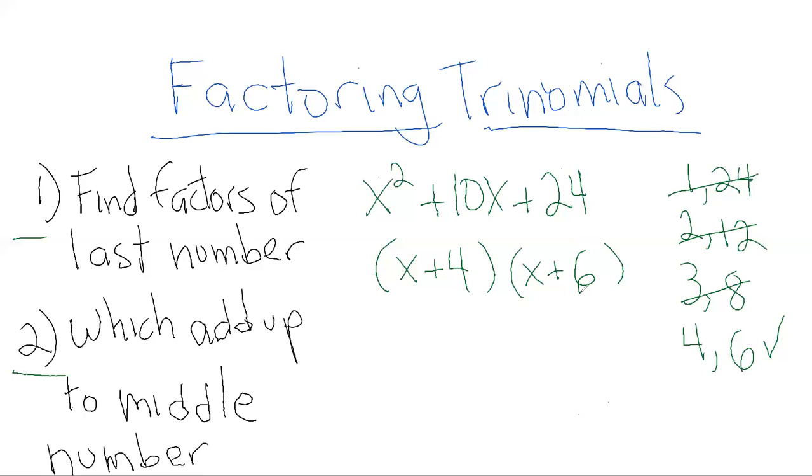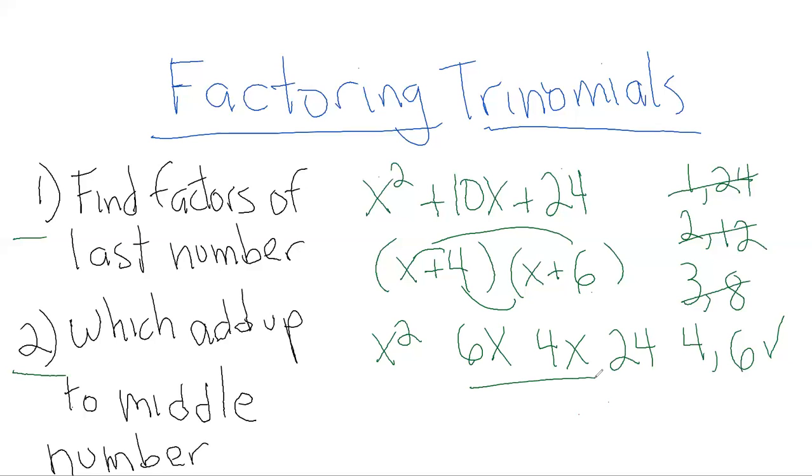So let's verify this in case we made a mistake. X times x is x squared. And then x times 6 is 6x. 4 times x is 4x. And 4 times 6 is 24. Adding these two middle terms, we get x squared plus 10x plus 24, which is exactly what we had to factor.